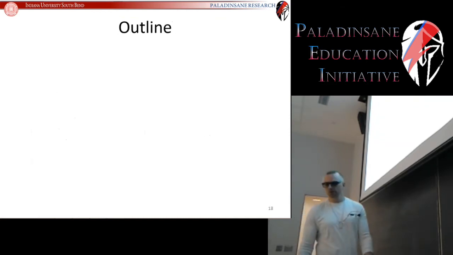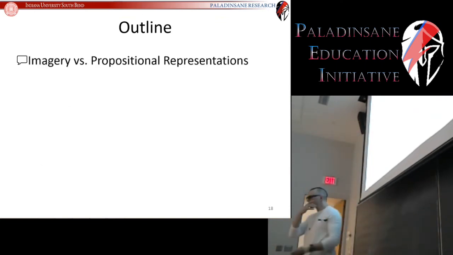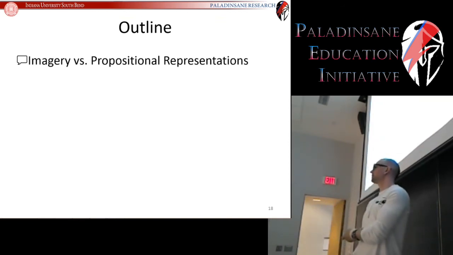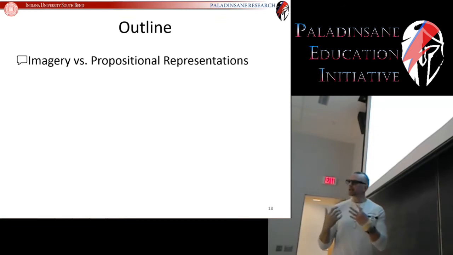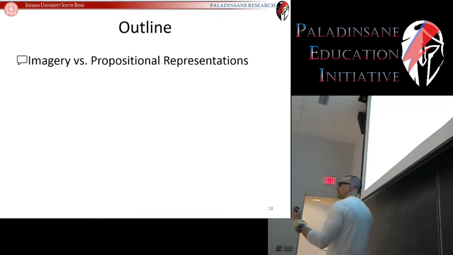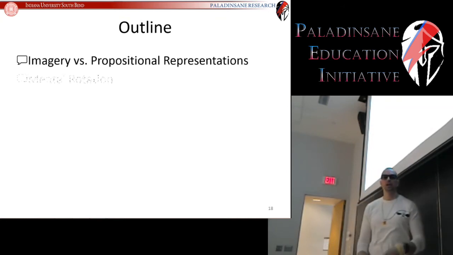All right, so let's get to visual imagery. We're going to start off with a sort of review and expansion upon imagery versus propositional representations. So visual imagery is all about representations. How do we represent our visual information in our minds? We're going to take a look at 2 possibilities: is the imagery that we experience due to an imagery form of representation, or is the imagery we experience due to a propositional form of representation? So we'll take a look at those 2.